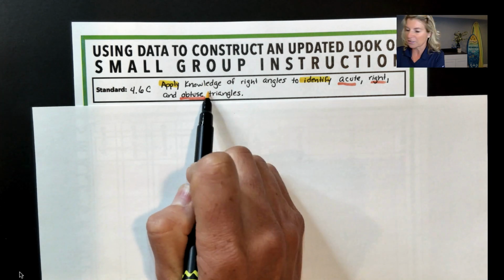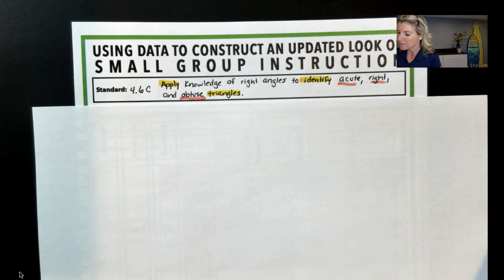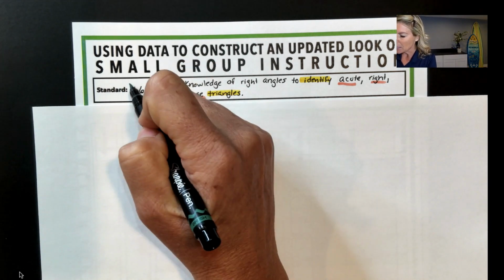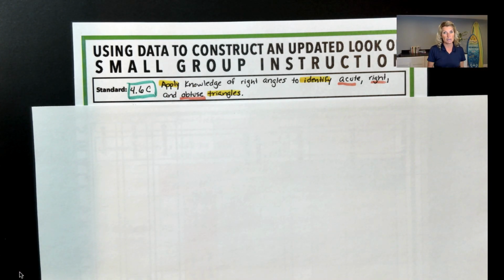That's really important. When the teachers actually write it out, they get an understanding of what the standard is looking for. Yes, we could copy and paste it right in there, but there's something powerful about writing it out. Like, okay, identify acute, right, and obtuse triangles. I even make sure my team always includes the standard number, because as we go through, we can find the key elements that go along with that standard.